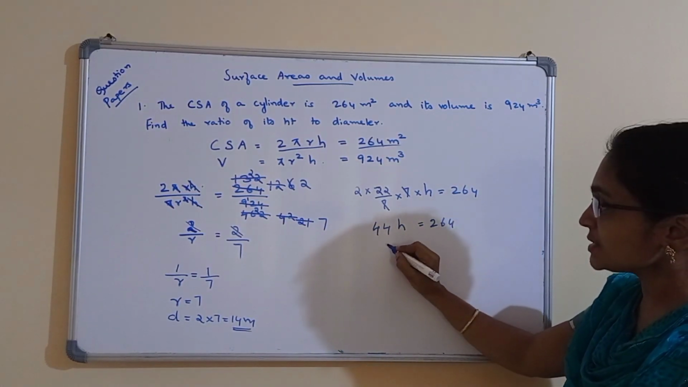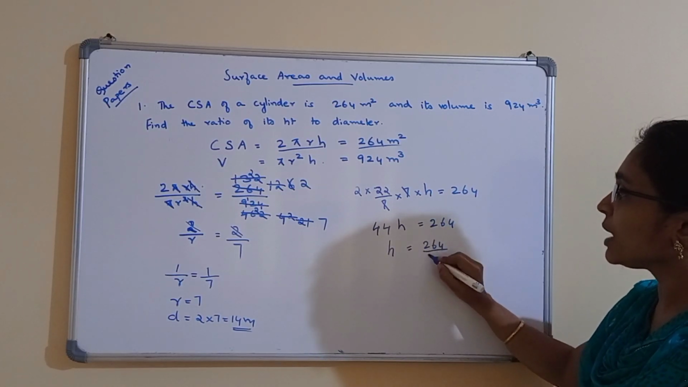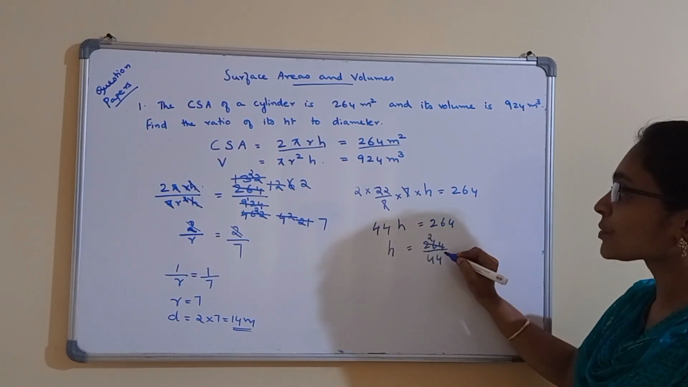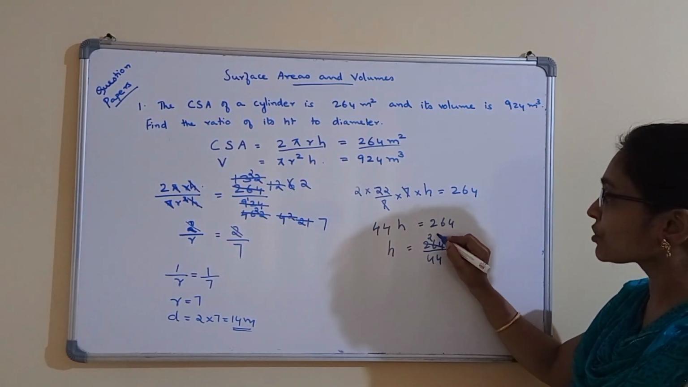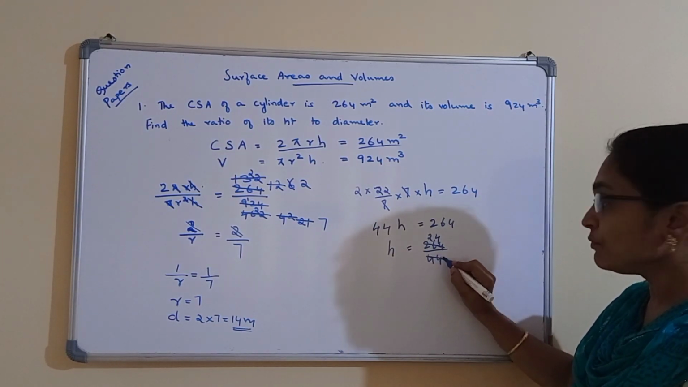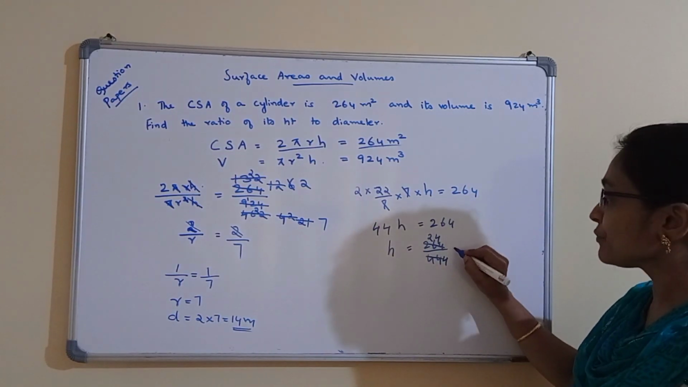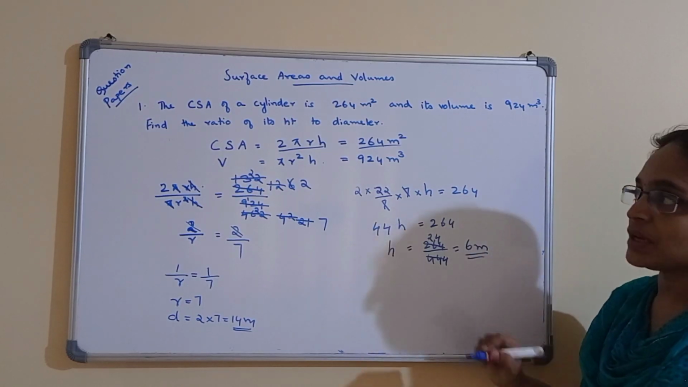264, which means h is equal to 264 by 44. 11 will go in 26 2 times, then 4 remainder. 44 by 11 is 4. And in this 11 will go 4 times. Now 24 by 4 is 6. So height we got as 6 meter.